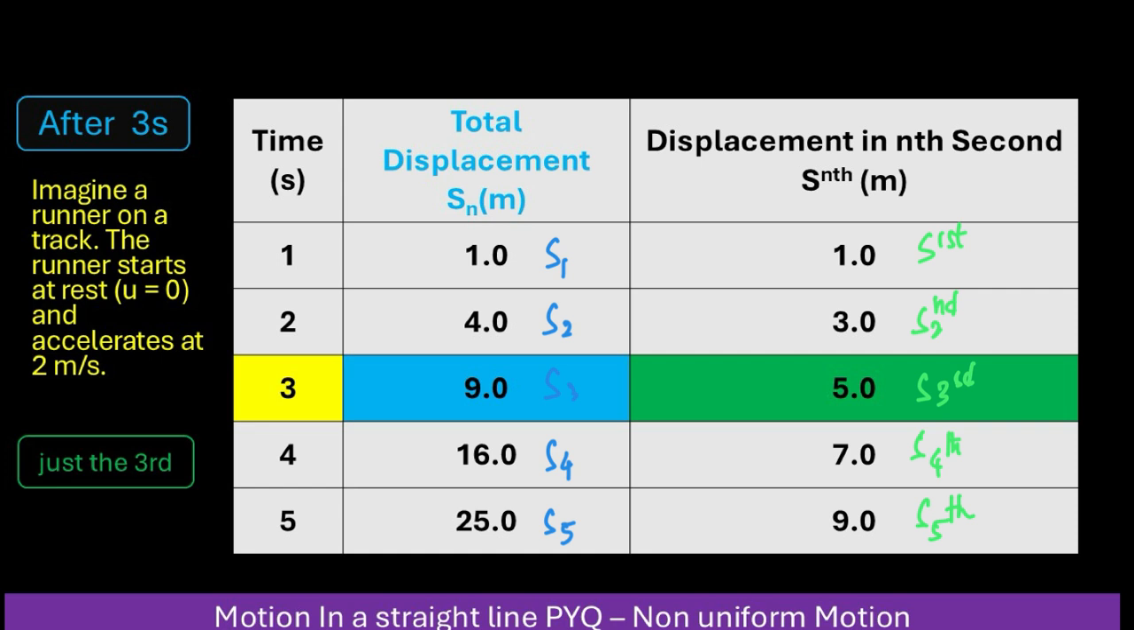And then now the question comes: after 3 seconds, the total displacement is 9 meters, whereas just in the 3rd second, the displacement in the 3rd second would be 5 meters. Please verify these values and ask yourself the question: what does it mean when I say S4? What does it mean when I say S4th? What is the difference there?